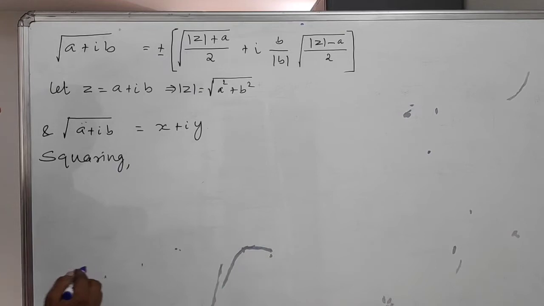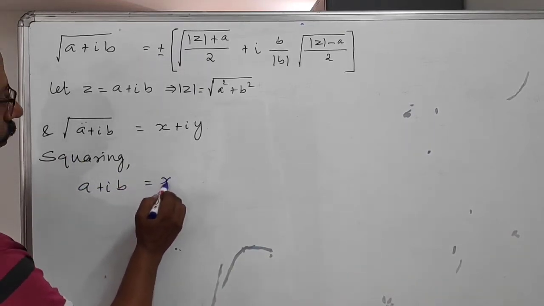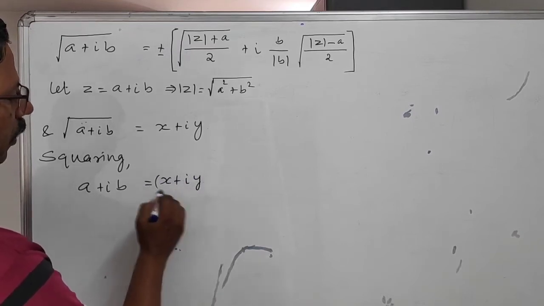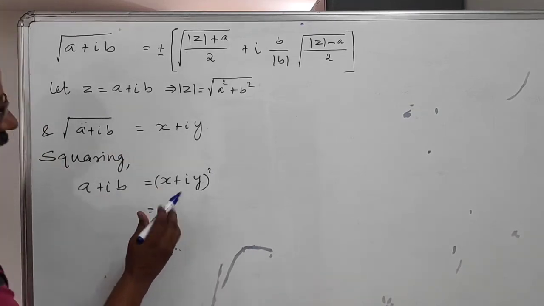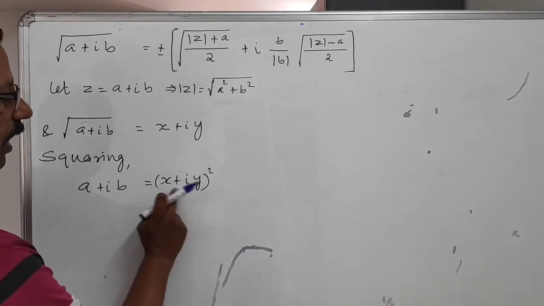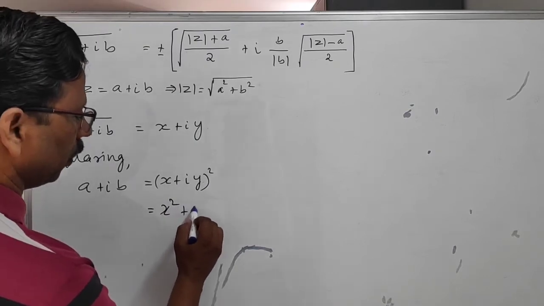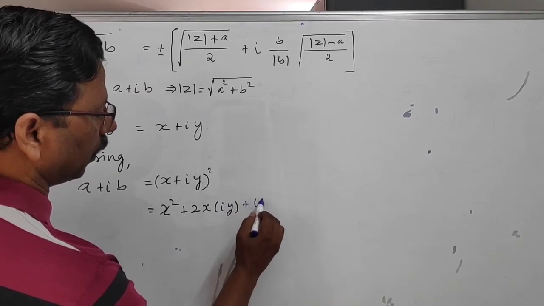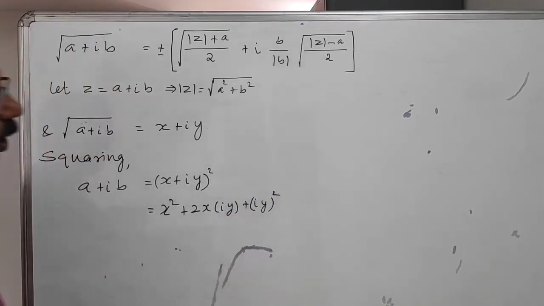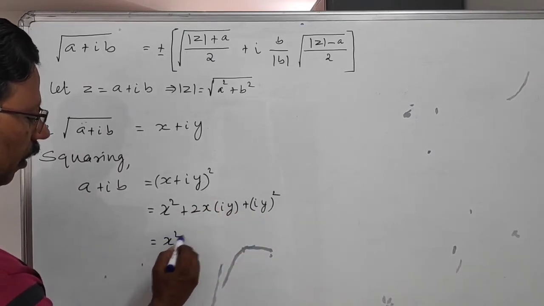By squaring, we can write a plus ib is equal to (x plus iy) the whole square. While squaring, this root will go. Now the left hand side you can write as it is. The right hand side can be expanded with the help of (a plus b) the whole square, which is a square plus 2ab plus b square. You can write x square plus 2x iy plus (iy) the whole square.